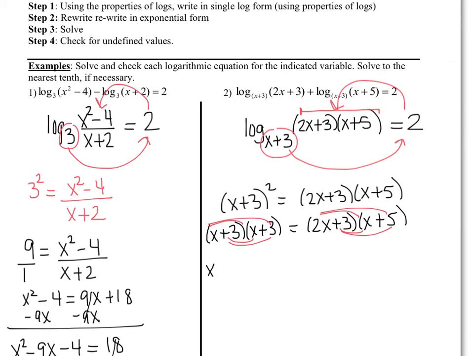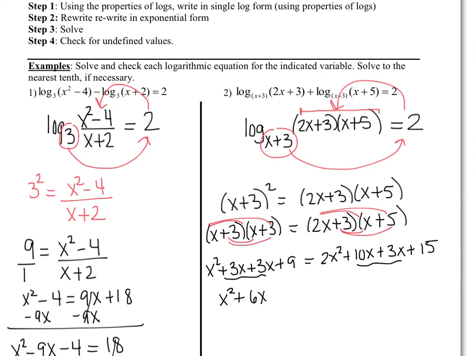Okay, so this side should be x squared plus 3x plus 3x plus 9. This side is 2x squared plus 10x plus 3x plus 15. And if I combine like terms on each side, I'd have x squared plus 6x plus 9 and 2x squared plus 13x plus 15. Now I want to bring everything over to one side. This has the highest power over here, so I'd take the x squared and subtract it from the 2x squared. So minus x squared, let's do this all in one step, minus 6x and minus 9.